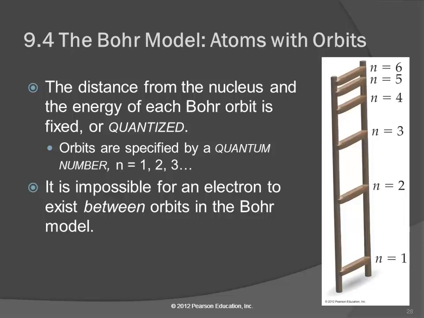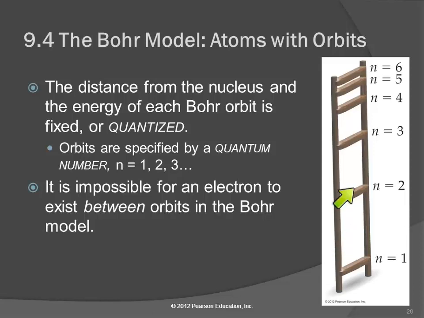It's a little bit like rungs of a ladder. They're specified by quantum number n, so 1, 2, 3, 4. Over here we have a picture of a ladder. It's kind of a weird ladder because the rungs aren't evenly spaced. But this would be like the n equals 1 orbit, the n equals 2, n equals 3, n equals 4, 5, and 6. So they're varying in their distance from the nucleus. But this one is always the same distance, and that one's always the same distance. And you cannot be in between. Can you stand right here between the two rungs of the ladder? No, you can't. There's nothing to stand on.